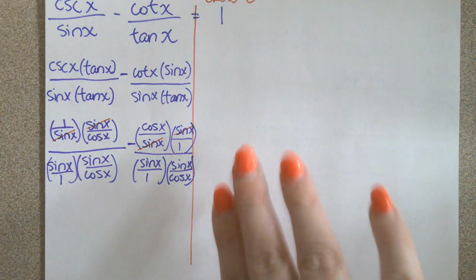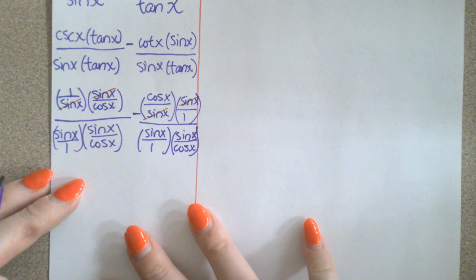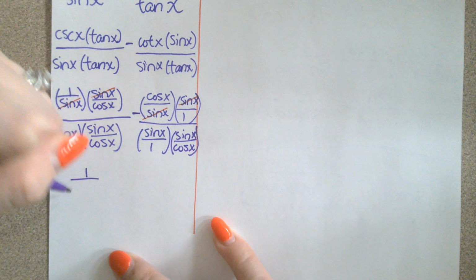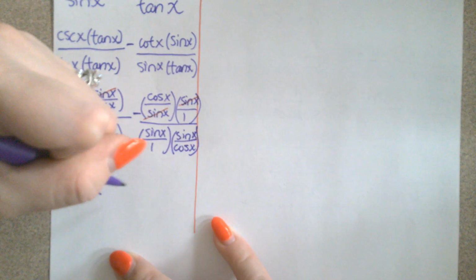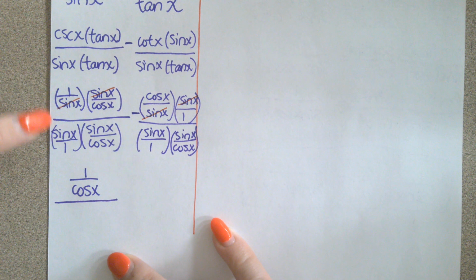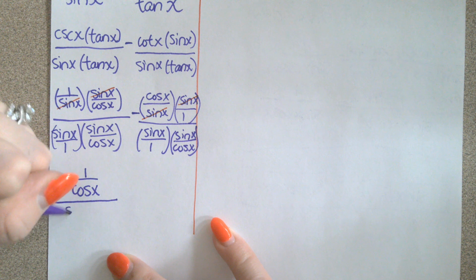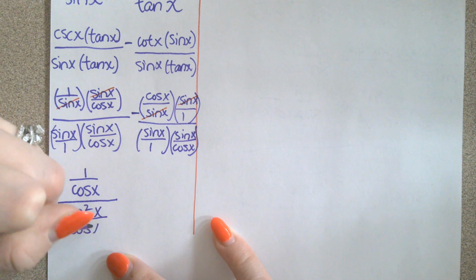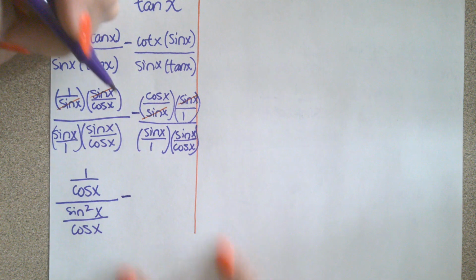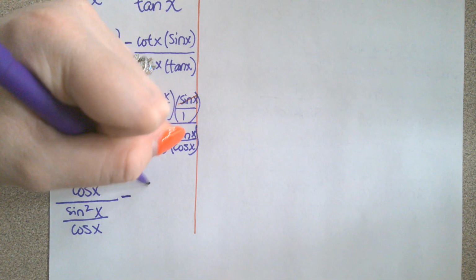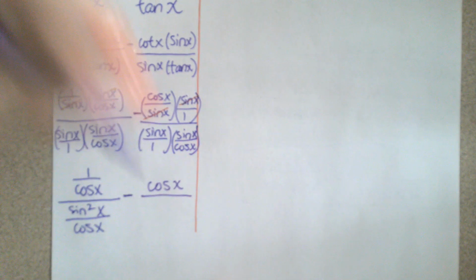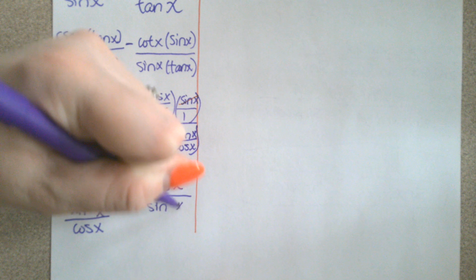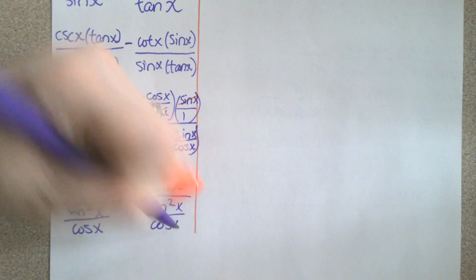So let's write our new fraction as one thing. Actually, no. I'll take another step. Why not? So this is 1 over cosine of x over, this becomes sine squared over cosine, minus, this is just cosine of x over, once again the denominator is going to be the same. We intended for that to happen.